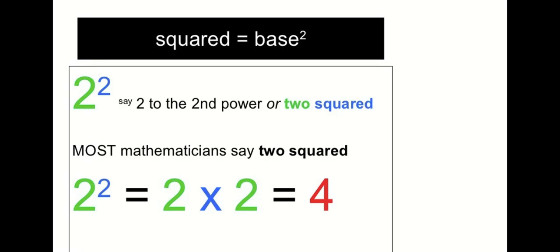Squared equals some base, a certain number, raised to the 2nd power. But instead of saying the 2nd power, we usually just say squared. So for this example of 2 to the 2nd power, we would actually say 2 squared. So that just means 2 is being multiplied by itself twice.